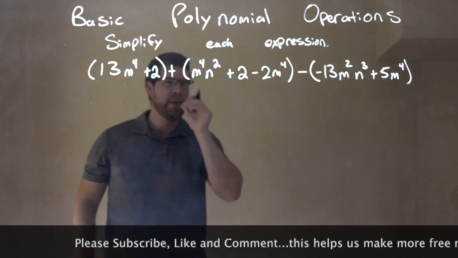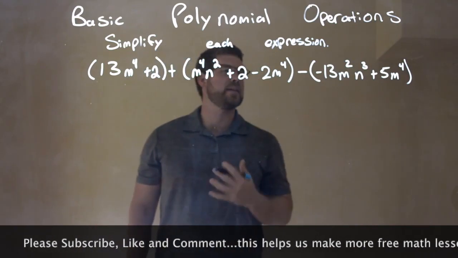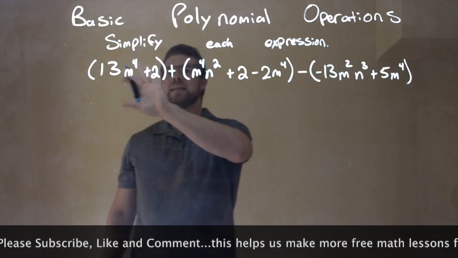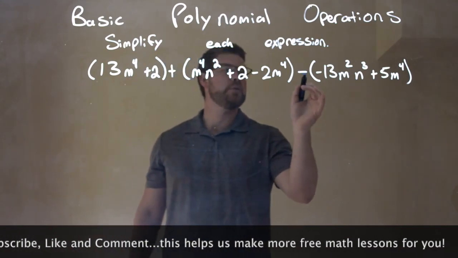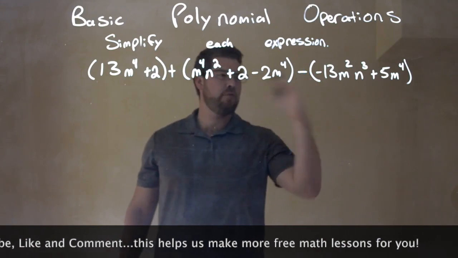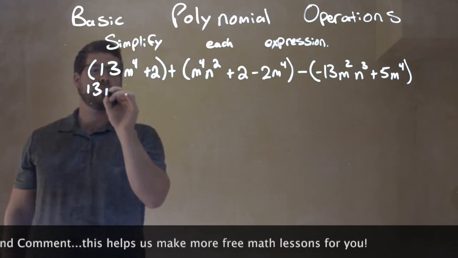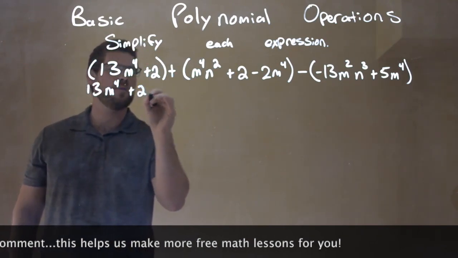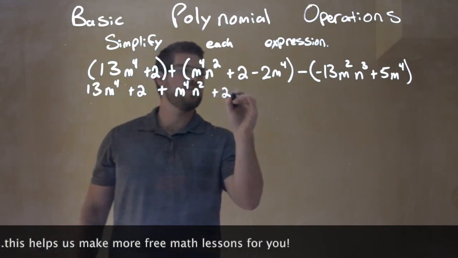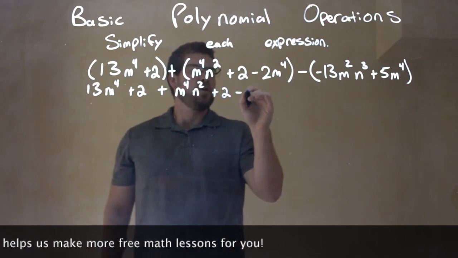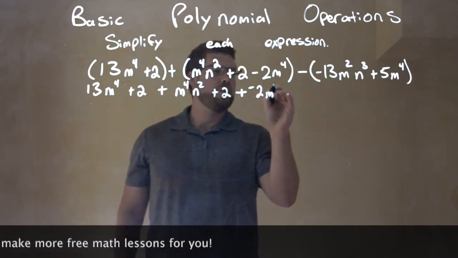So what I want to do is, first thing as I look within each parenthesis, hey, is there a way I could simplify this? Well, I don't see any like terms within each parenthesis. So my next step is I actually like to distribute this subtraction sign to get everything positive, and then we get rid of all the parentheses. So let's do that. We have 13m to the fourth plus 2 plus m to the fourth n squared plus 2 minus, right? And let's make this a plus and negative, actually. I like doing that. Plus a negative 2m to the fourth.